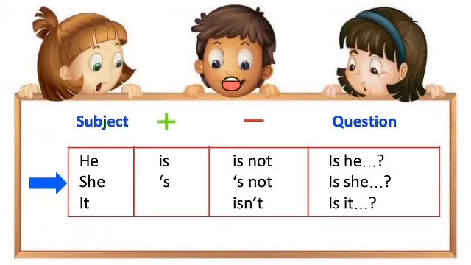The negative form is the subject plus is not. He is not, she is not, it is not. Or we can say he's not, she's not, it's not. We can also use the contraction isn't. He isn't, she isn't, it isn't. When forming a question, we place the verb at the beginning of the question. Is he? Is she? Is it?